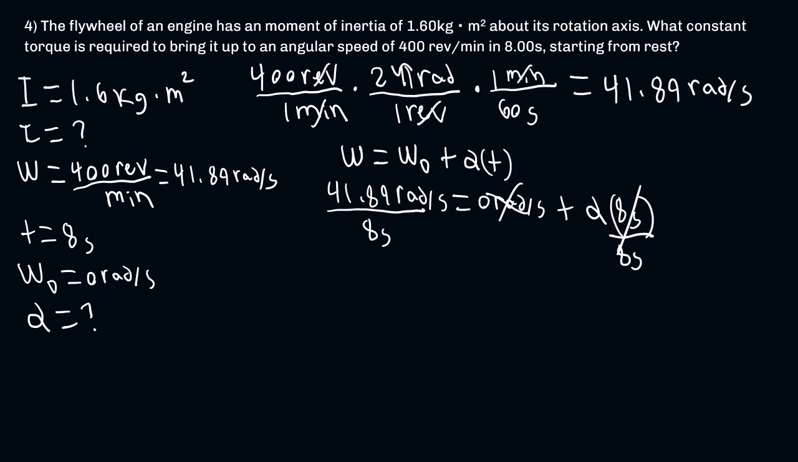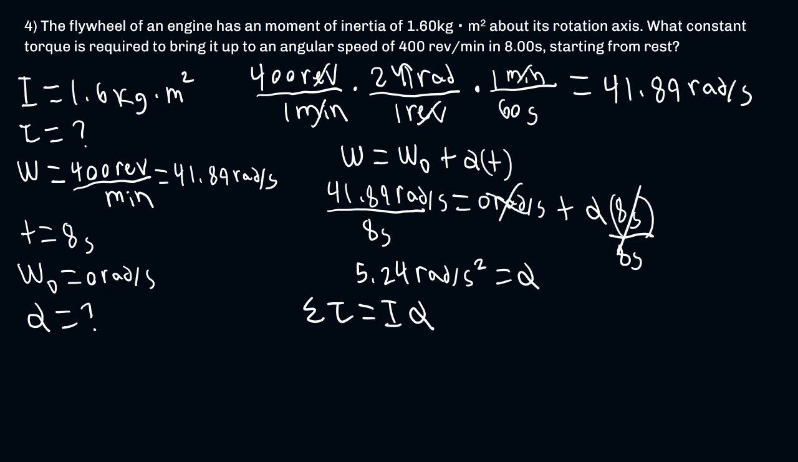41.89 divided by 8 is going to be 5.24, and that is radians per second squared is equal to alpha. All right, so our last part here, we need to find the torque on this. So our equation for torque, like making it like Newton's second law, we have the sum of all torques is equal to the moment of inertia times alpha. We are given the moment of inertia in this question, and we just found the angular acceleration.